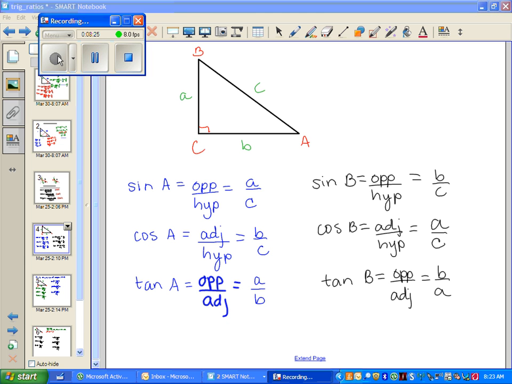And then if you look at angle B, it's the same ratios: opposite over hypotenuse, adjacent over hypotenuse, and opposite over adjacent, but you get different letters because you're referring to a different angle.